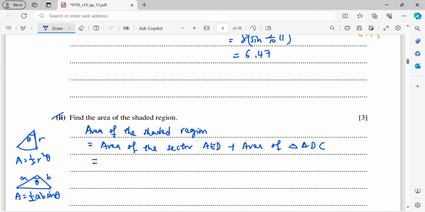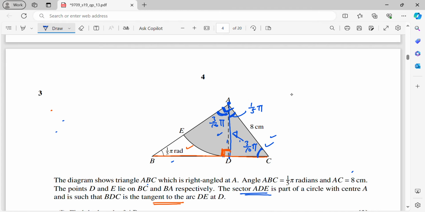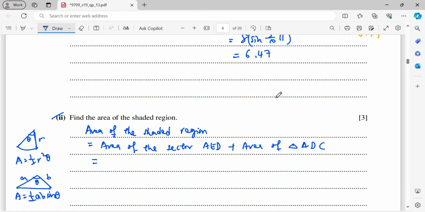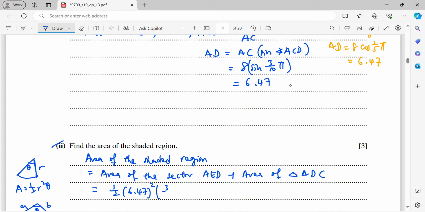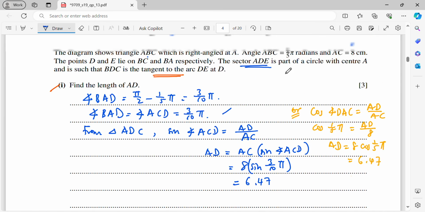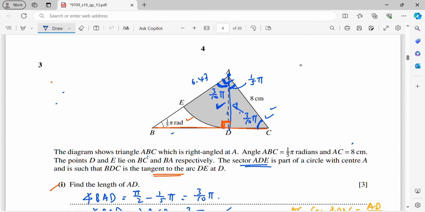So area of sector AED. Since we have found the angle here, the AD is the radius. Okay, so AD is the radius, that is 6.47. That means now I'm getting half of radius squared times the angle, which is 3 over 10 pi. Then plus area of triangle. So half, since I know the AD and then given the 8, then I need this angle. This angle is pi over 5.